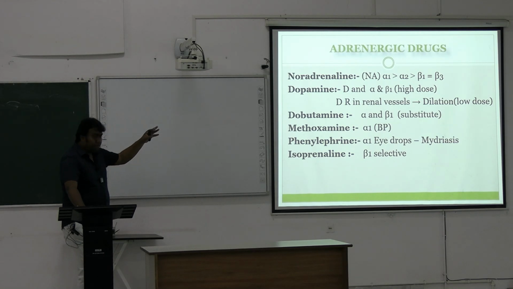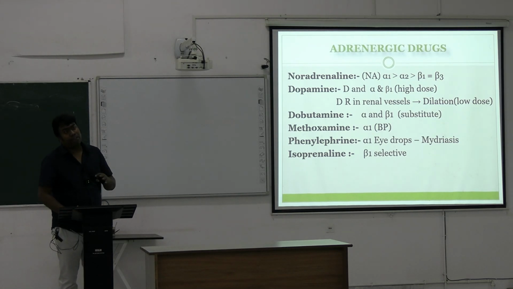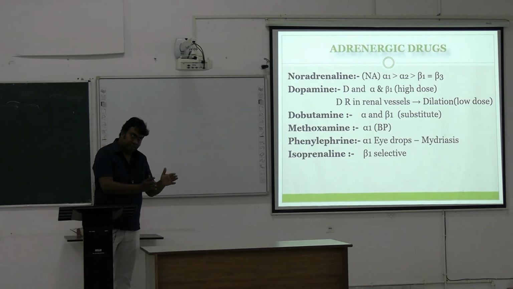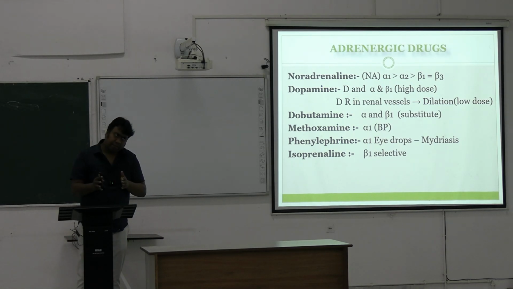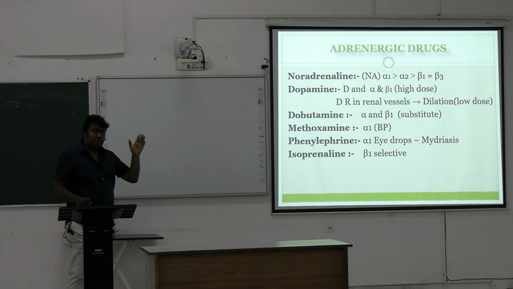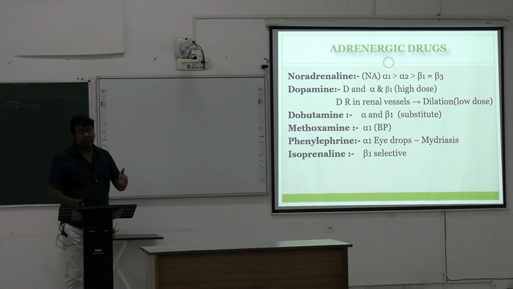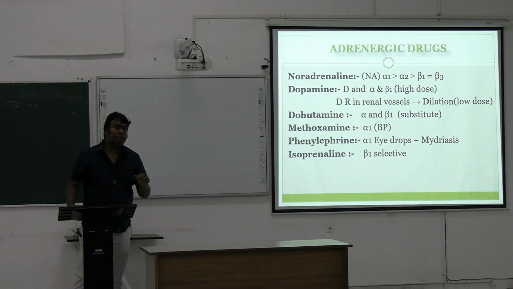Clear? And beta 1 in moderate, and in the highest dose it can also stimulate alpha 1 receptor. So in lowest dose, D receptor present in the renal vasculature. In moderate, D receptor plus beta 1 receptor. Beta 1 receptor present in heart. And in the highest dose, D plus beta 1 plus alpha 1. Alpha 1 present in peripheral vessels.